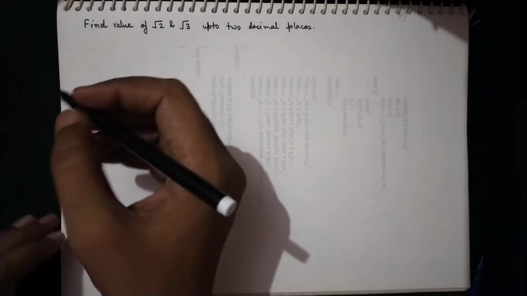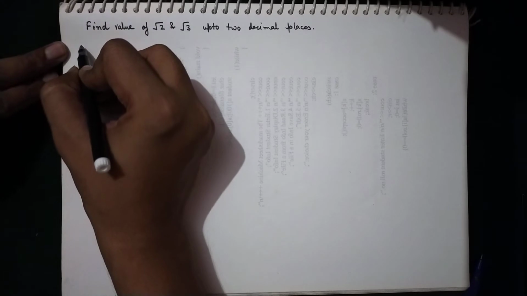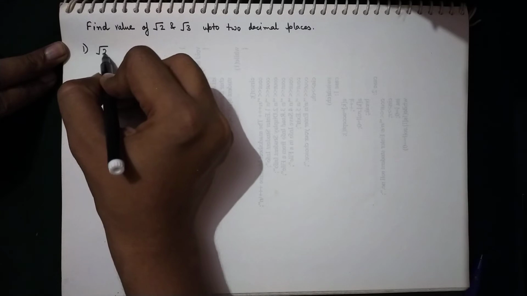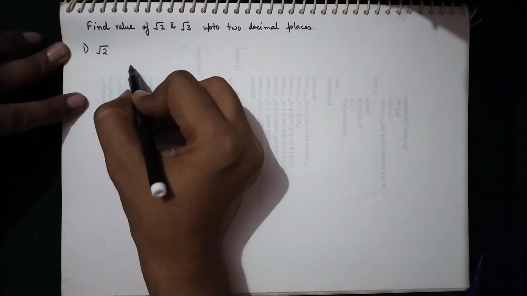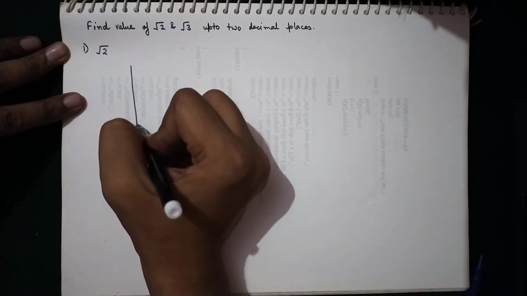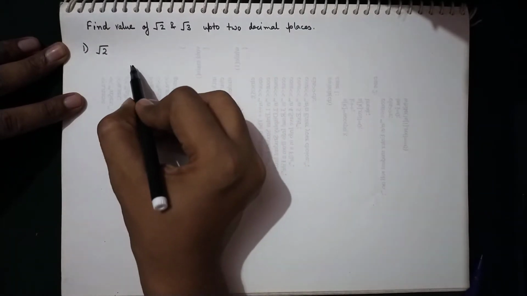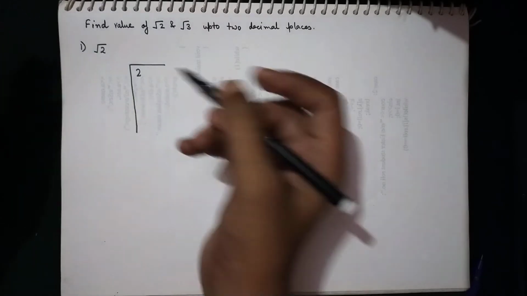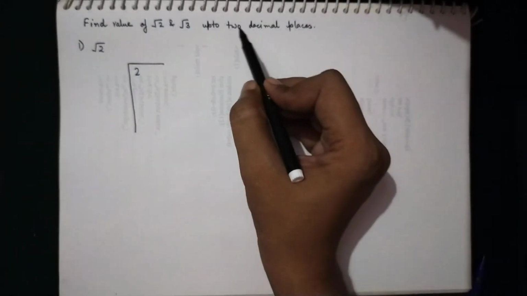Hello students, today we are going to find the value of root 2 and root 3 up to 2 decimal places using the division method. Very first of all, let's go for root 2. We have to find the value of root 2 to 2 decimal places.